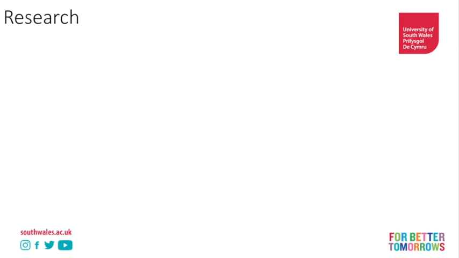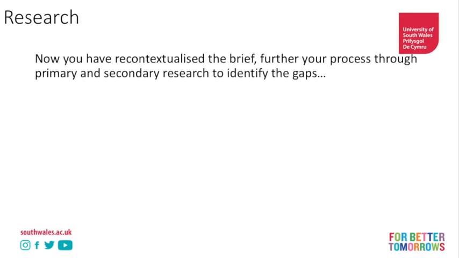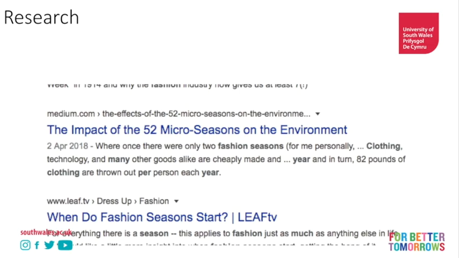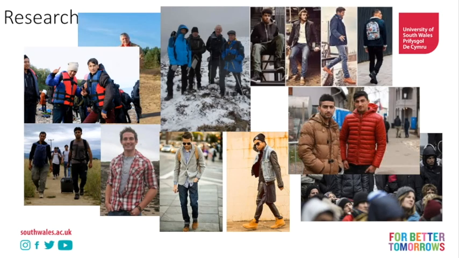So then we jump back into the research process. Through primary and secondary research, we identify some gaps. So some secondary research, looking at climate refugees, looking at micro seasons in fashion, and then collecting some primary research of the kind of clothes people wear when they're on long journeys.